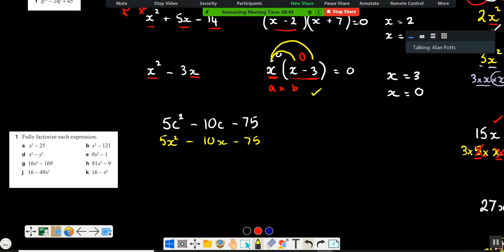All right, but what is the first thing we spot? If you think back to what we were just doing, I've done this for a reason. What could we do first? Good. There is a common factor, and that is 5. So first of all, we can do 5x squared minus 2x minus 13.